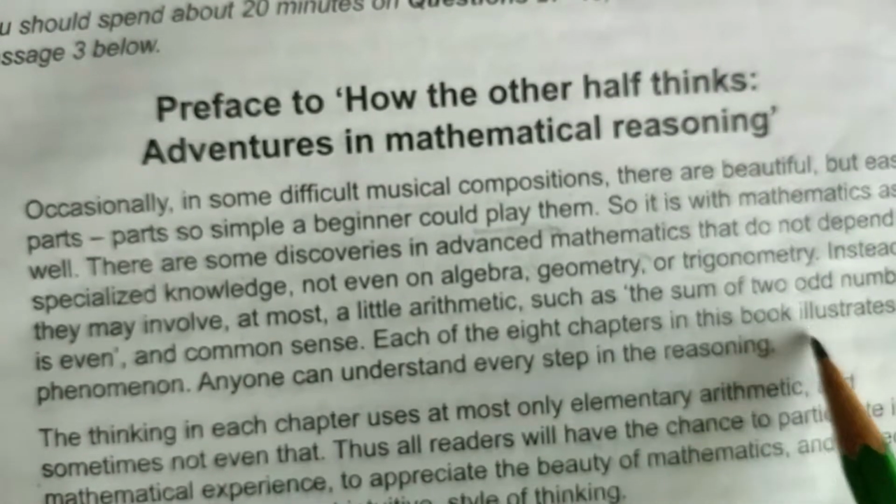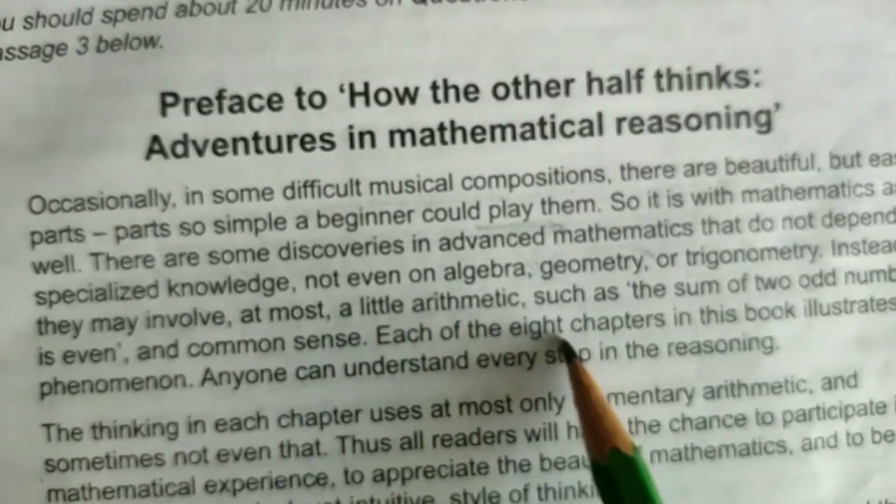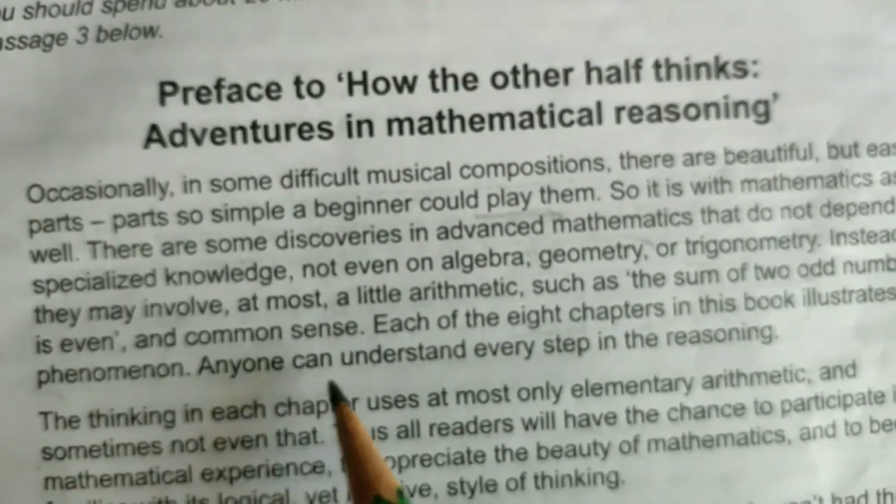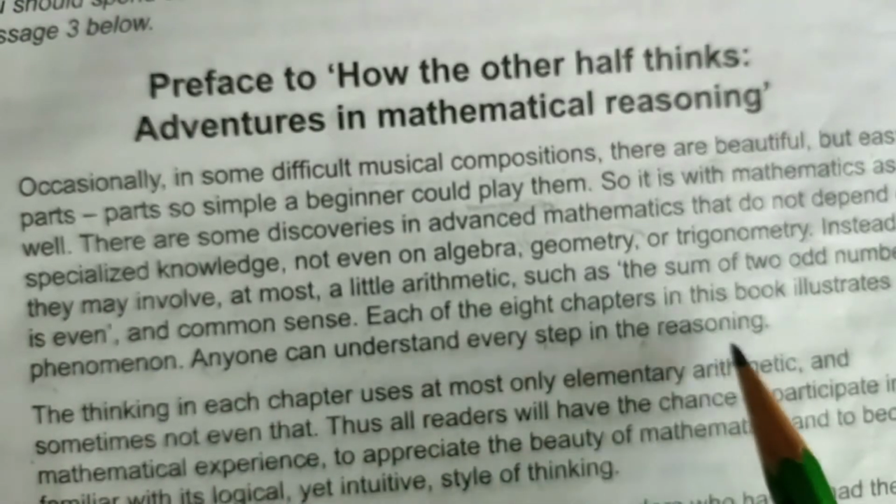Occasionally in some difficult musical compositions there are beautiful but easy parts, simple, a beginner could play them. So it is with mathematics as well. There are some discoveries in advanced mathematics that do not depend on specialized knowledge, not even, okay, that may sum of two odd numbers is even. Each of the 8 chapters in this book illustrates this phenomenon. Anyone can understand every step in the reasoning.